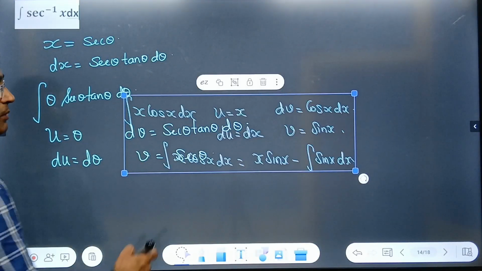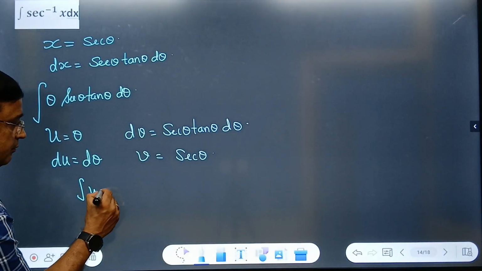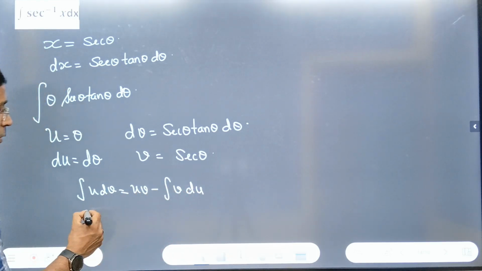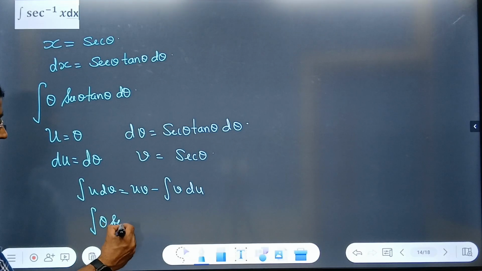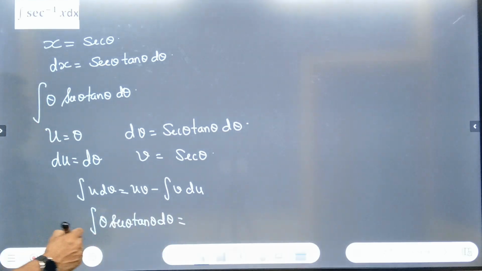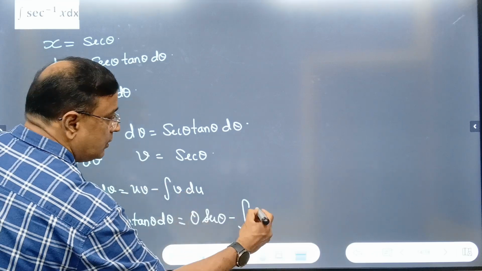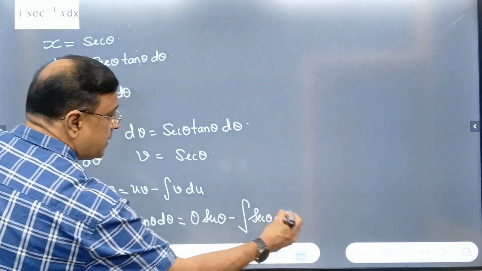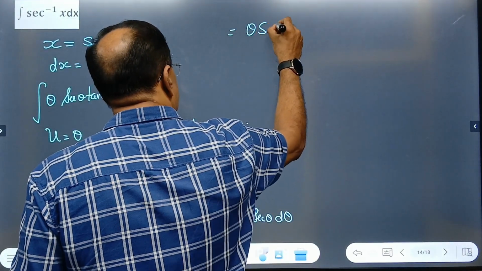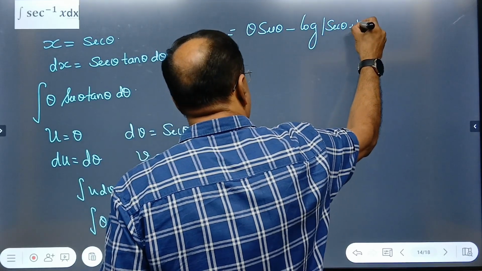Now I'm going to do integration by parts. What is the formula? Integral u dv equals uv minus integral v du. If I apply it here, I get integral theta secant theta tan theta d theta equals uv, which is theta secant theta, minus integral v du, so secant theta d theta. Now you should know this formula: the integration of secant theta is log of modulus of secant theta plus tan theta.